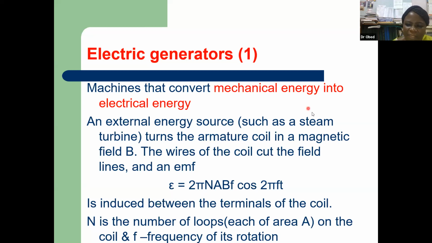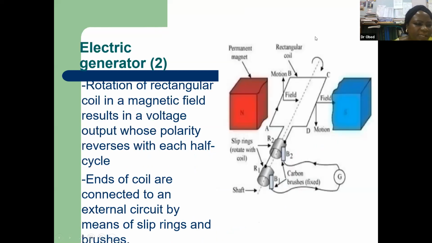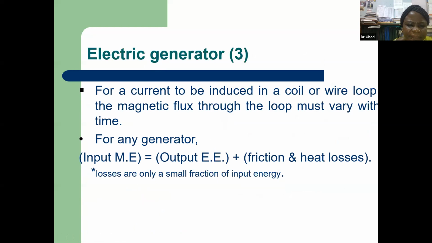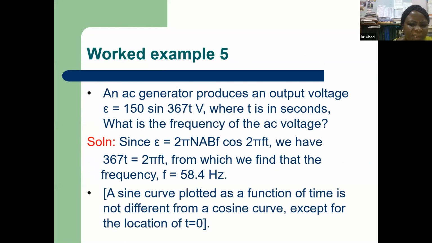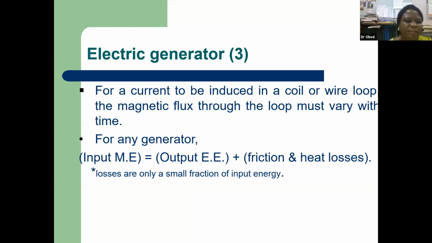So take note that at the instant when the plane of the loop is parallel to the field and phi is equal to 0, the EMF will be at its largest magnitude.